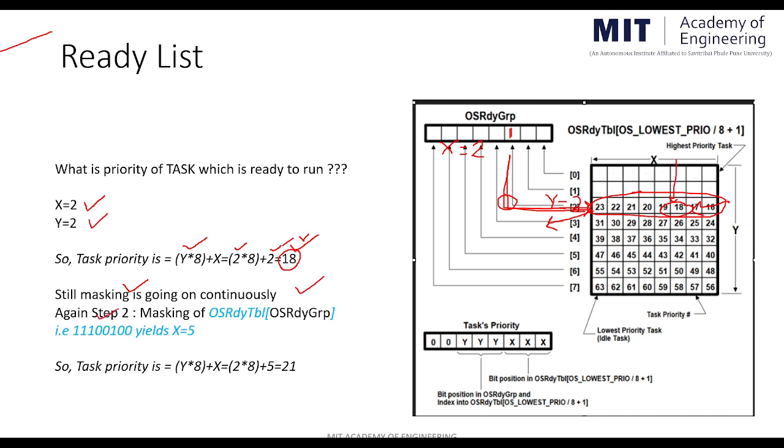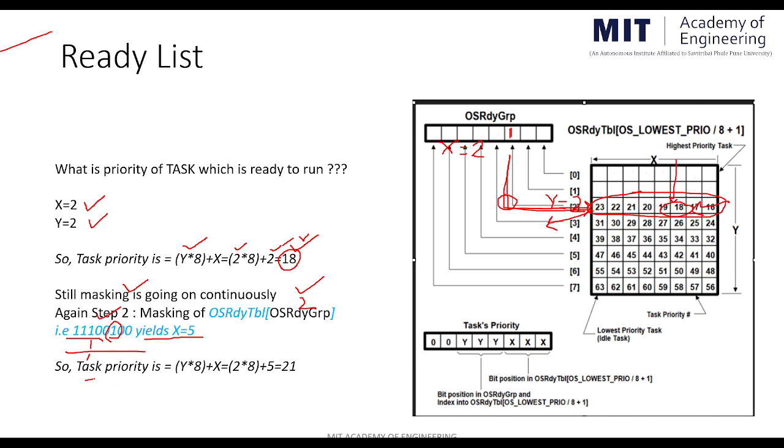Again, step 2 is followed by the scheduler. Then again, the masking of the OS RDY table of 2 is done. In the second masking, the second index operation is now over. Then the scheduler will go ahead and find that at index 5 there is a 1, so one more priority task is ready to run. So it yields the new value of x, that is x is equal to 5.